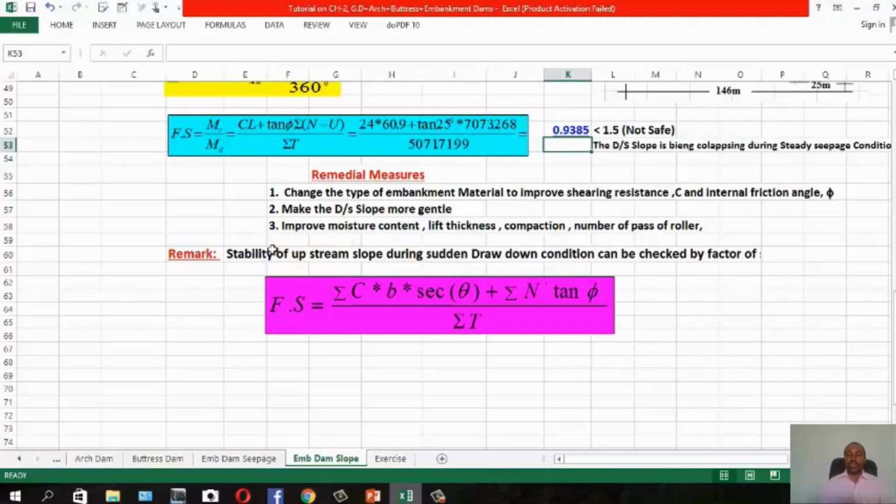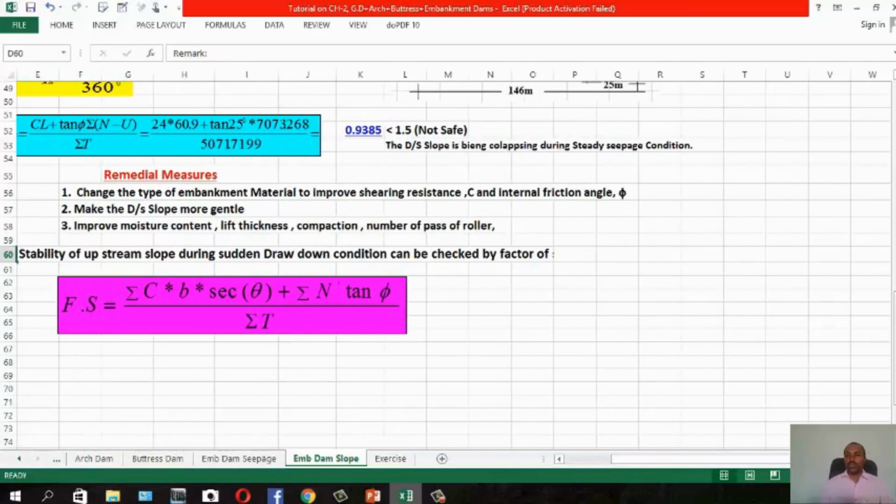So that is important. As a remark, for the stability of the upstream slope during sudden drawdown condition, you can check the factor of safety using this equation: summation of c times b sec θ plus summation of N' tan φ. This N' shows submerged. So W' times N, meaning W' cos θ. So W' in place of W, the submerged unit weight, times here, then summation of T. You will use this equation for that purpose.